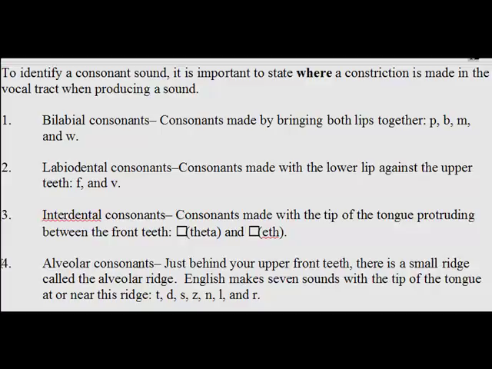Number 4, alveolar consonants. Just behind your upper front teeth there's a small ridge called the alveolar ridge. English makes 7 sounds with the tip of the tongue at or near this ridge: T, D, S, Z, N, L, and the R sounds.